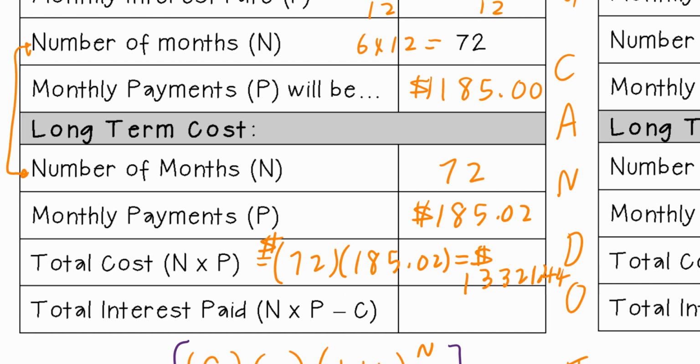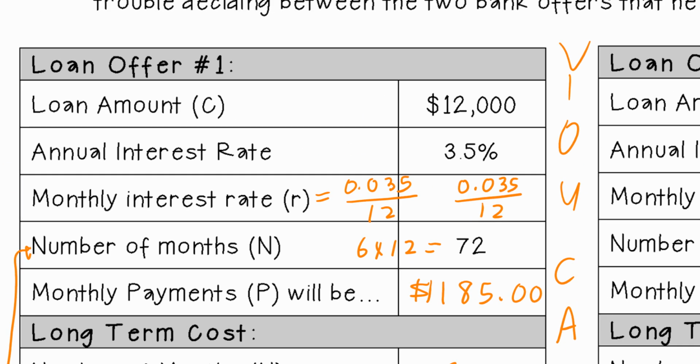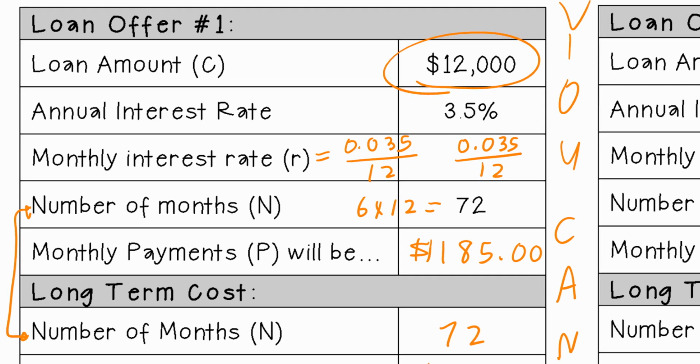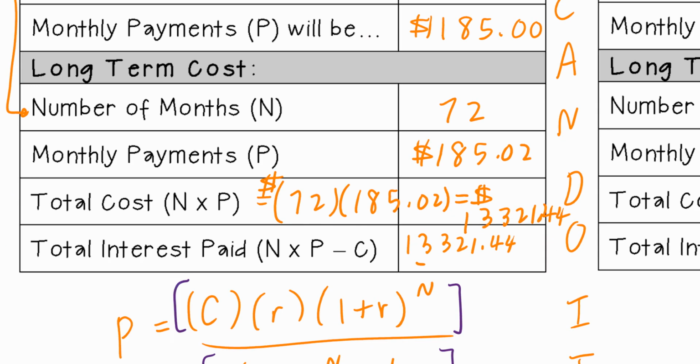So I follow the formula, n times p minus c. And n times p is 13,321.44. And I subtract c, which was the initial amount. I think it was 12,000, right? There it is, 12,000. So I'm going to go back, write down 12,000.